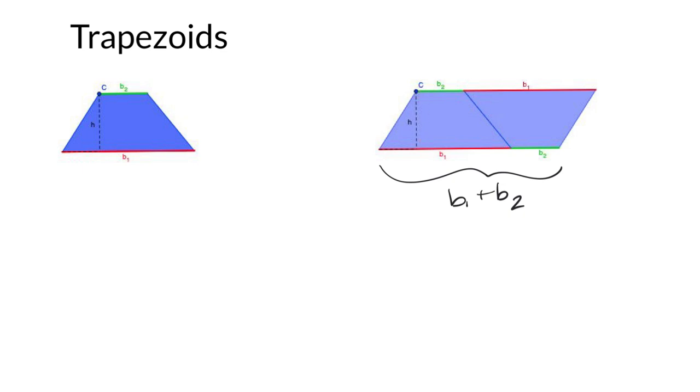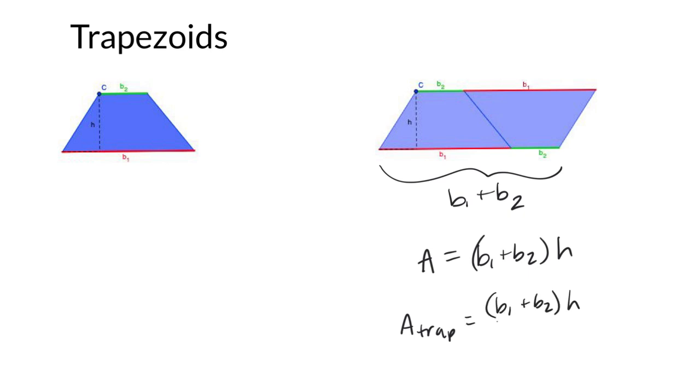We know the area formula for this parallelogram is B1 plus B2, that longer base, times my height. But that's not the area of the trapezoid. The area of the trapezoid is exactly half of that. So it's B1 plus B2, all times H divided by 2. Sometimes folks don't like a nice big fraction like that, so they simplify this by simply saying B1 plus B2 times H divided by 2. And there's our area formula for a trapezoid.